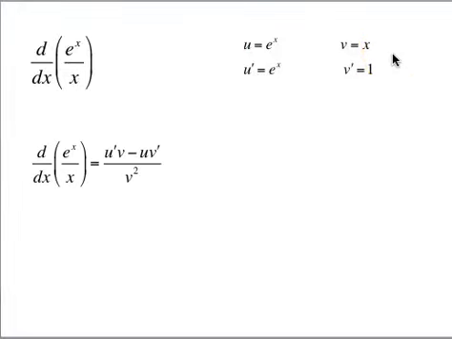Look at another example. We have the derivative of e to the x over x. So u will be e to the x, v will be x. We'll find the derivatives of both of those pieces, and they're not terribly challenging. The derivative of e to the x is e to the x. The derivative of x is 1. Our quotient rule, u prime v minus uv prime all over v squared, u prime v, e to the x times x, minus uv prime, minus e to the x times 1, all divided by v squared, all divided by x squared. So again, there's our rule.